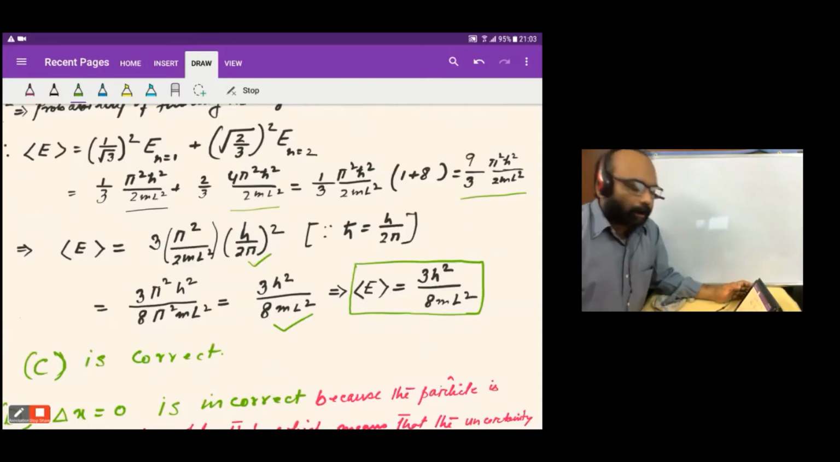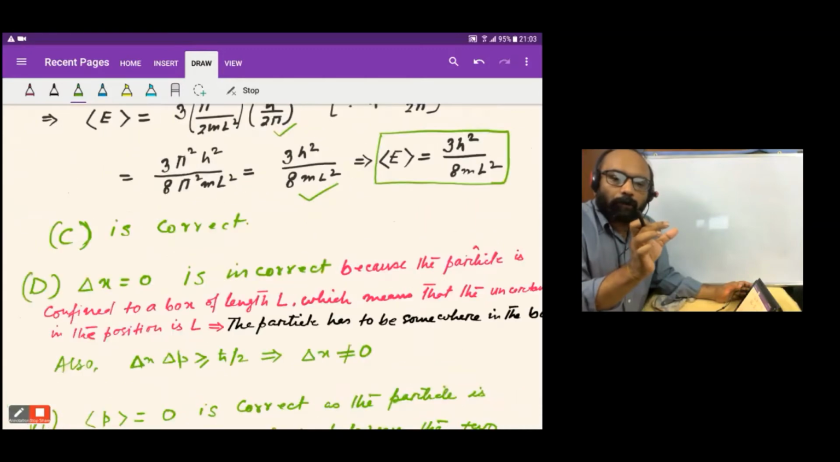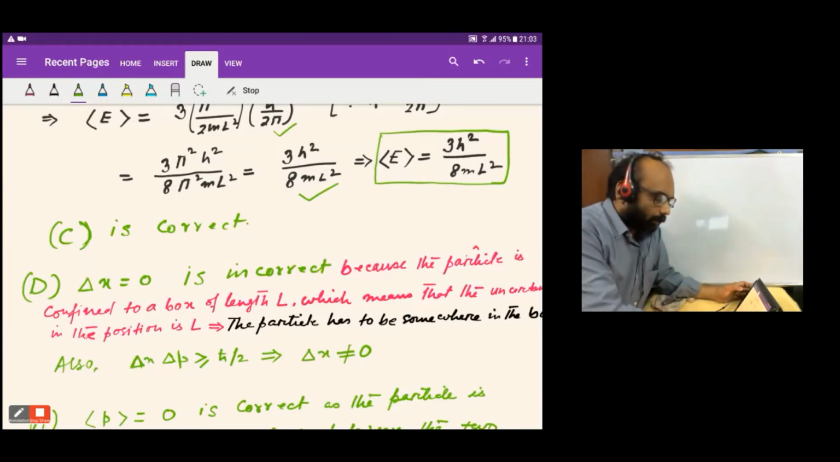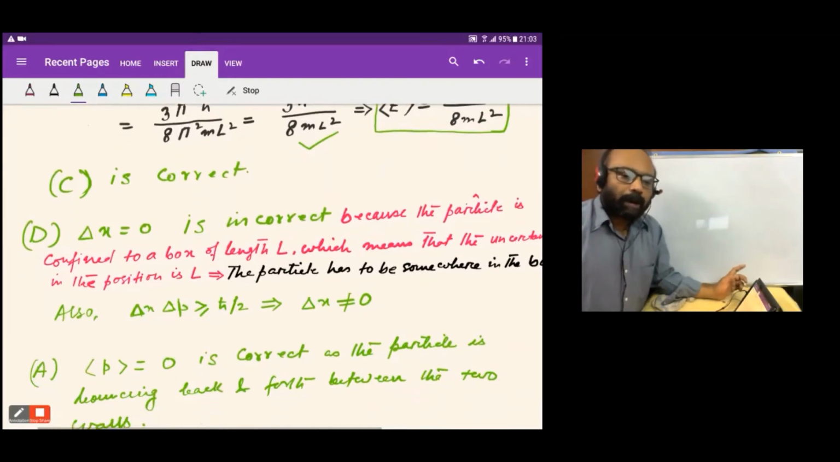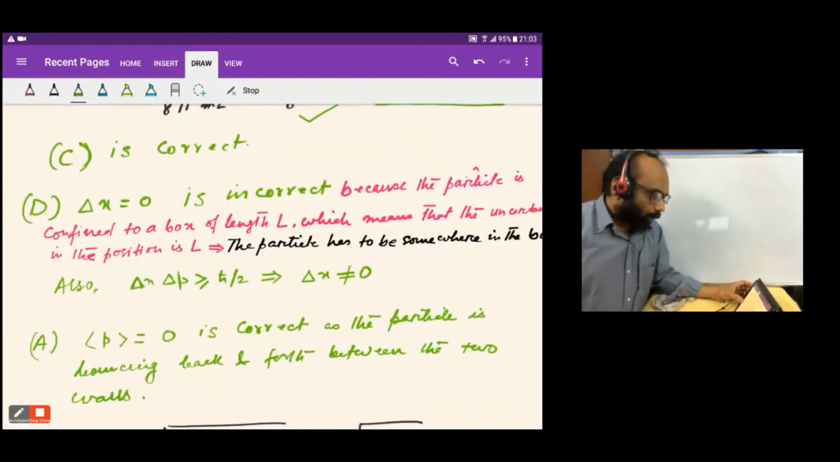Uncertainty in X is impossible, because the particle is confined in a potential well of width L. The particle must be somewhere between 0 and L. Also, from the uncertainty principle, we know that delta X times delta P must be greater than or equal to h cross by 2. Therefore, delta X cannot be 0. So therefore, D is incorrect.